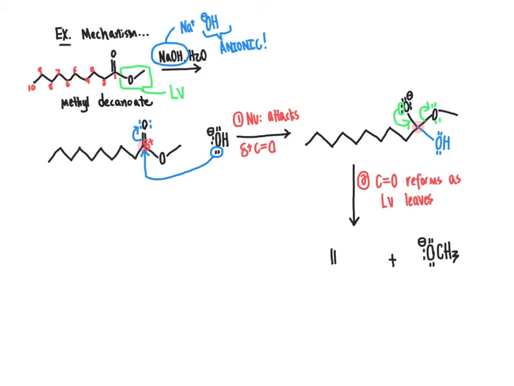So let's go ahead and make that carboxylic acid product out of this. Adding in my 10 carbon chain, like so. And now that we have a carboxylic acid product, we've reached the end of our general mechanism for nucleophilic acyl substitution under basic conditions.